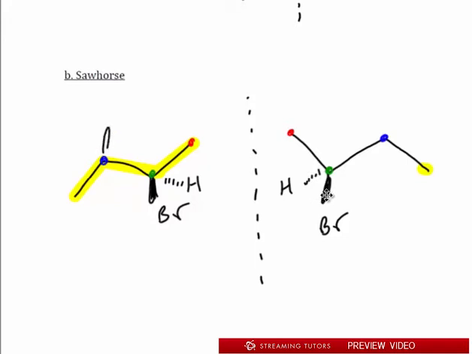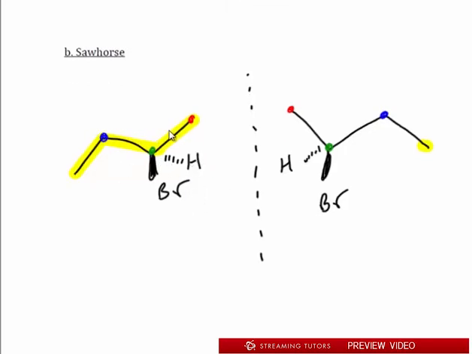Notice I don't draw a wedge here, H, and a dash. We don't have to. Why? Because it's not chiral. If the carbon's not chiral, you really don't have to show wedge and dash. Sometimes teachers do that to trick you, to make you think that it's chiral, but you don't really have to. You only have to show wedge and dash when it's a chiral carbon. So this has the same exact groups. It has two solid bonds, a wedge and a dash.